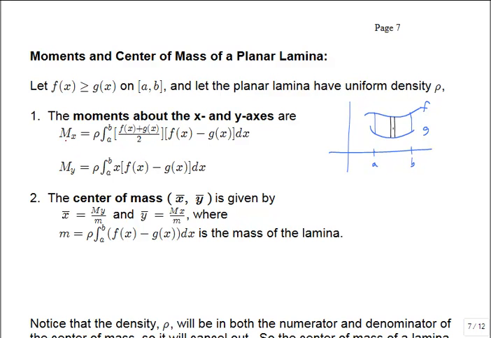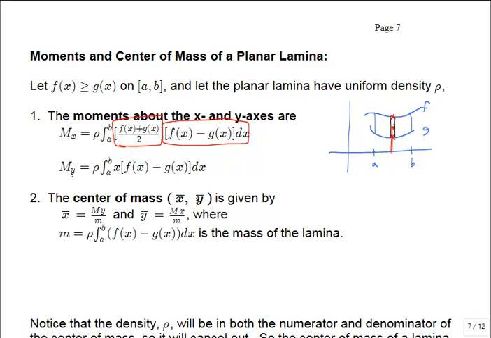Remember that for the moment about the x-axis, this is the one that uses that midpoint right here. And that's because this center point is just the midpoint of this top point and this bottom point. And we're trying to measure the distance from the x-axis. So we take the average of these two. So that's where that's coming from. And then right here is just your area. This is coming from your area.